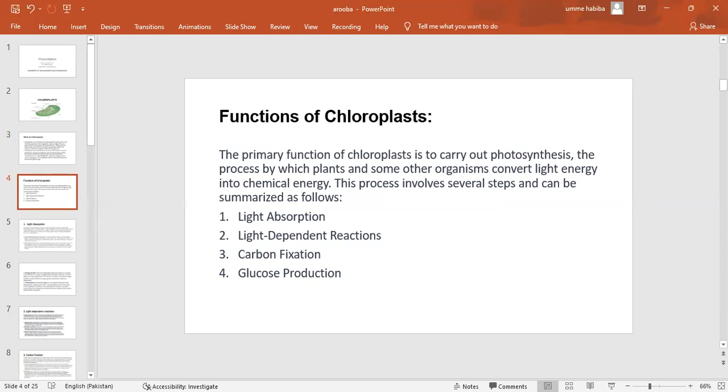The primary function of chloroplast is to carry out photosynthesis, the process by which plants and some other organisms convert light energy into chemical energy. This process involves several steps and can be summarized as follows: light absorption, light-dependent reactions, carbon fixation, and glucose production.